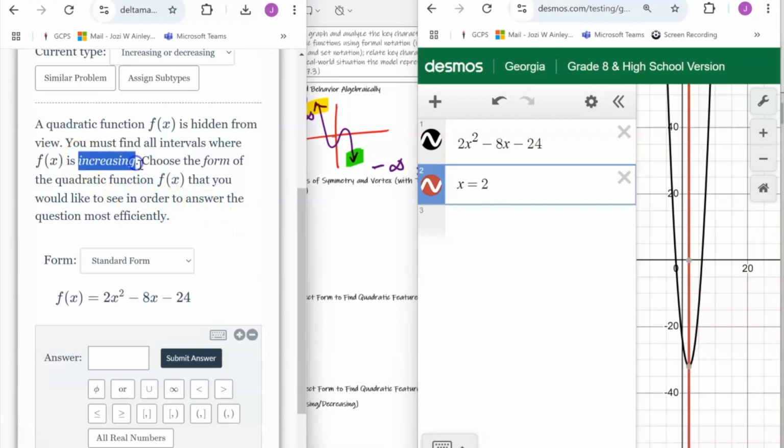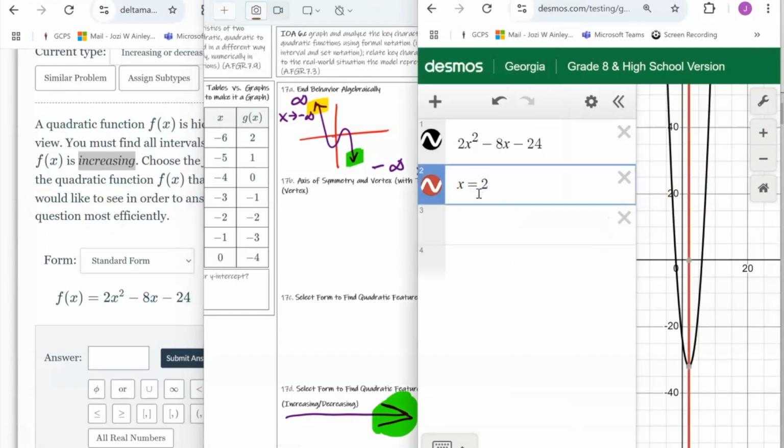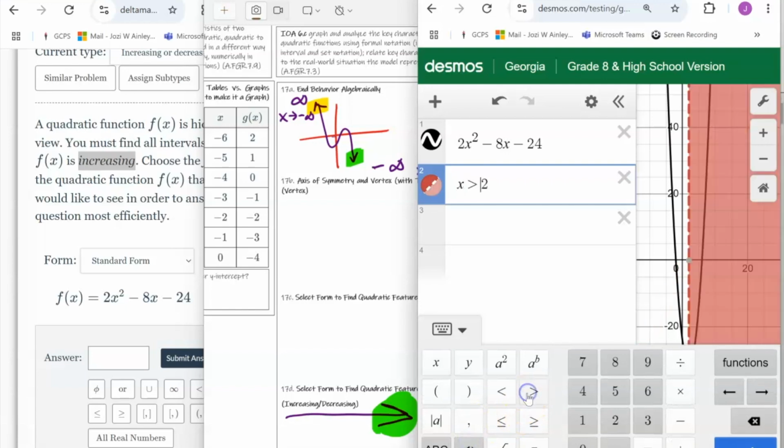So if this question is saying increasing, which side is increasing? Is it the left side or the right side? And you should have said the right side. Now just think about this for a quick second. Let me show you what the right side looks like. This is the right side. Look at the inequality piece of going to the right. That's why you change the equal sign for the axis of symmetry to say greater than.